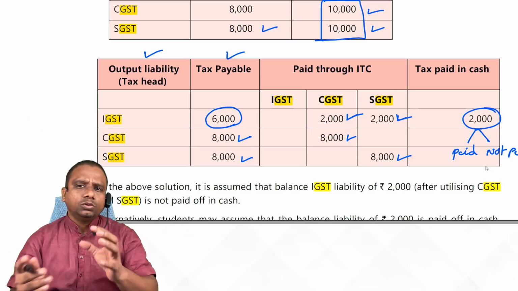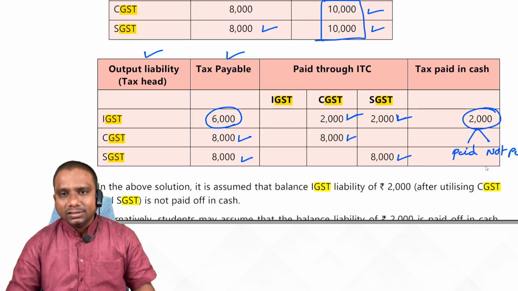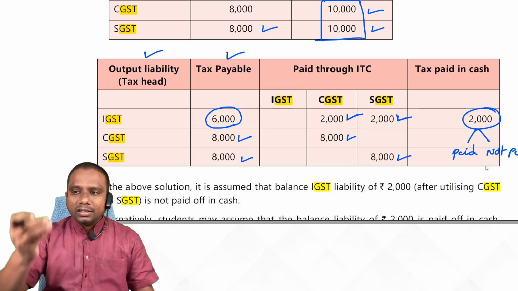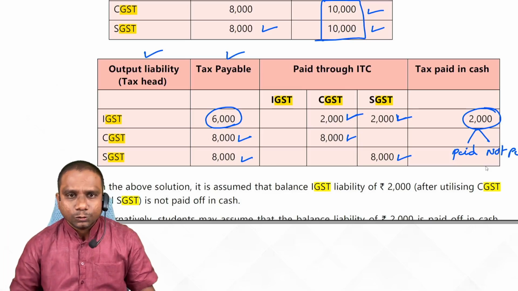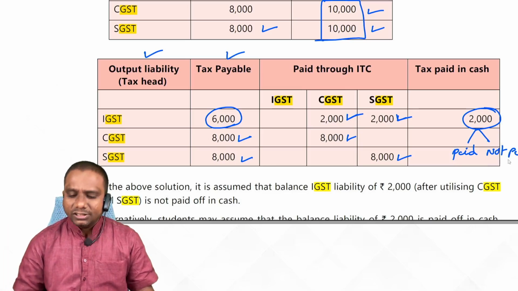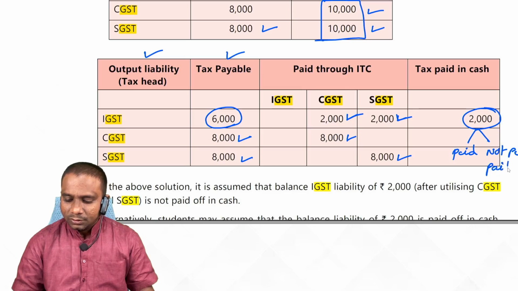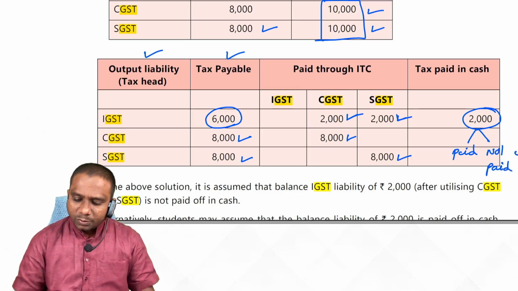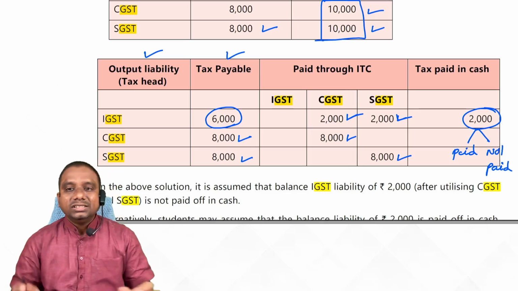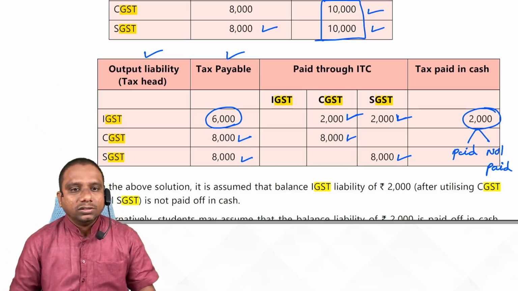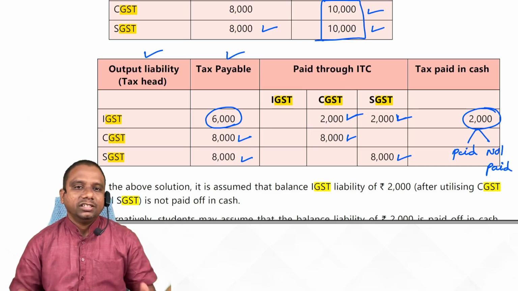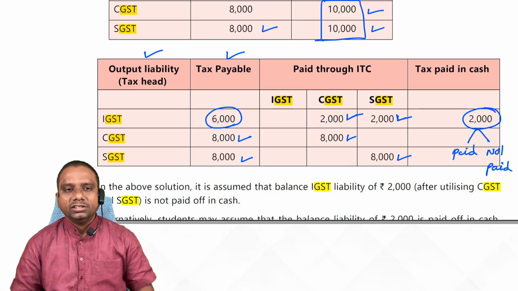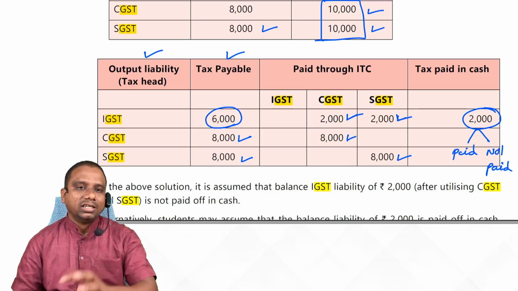If you assume this 2000 rupees is paid, then on the other hand, the cash balance or cash at bank will get reduced. Suppose if you assume that it is not paid, then this is shown as a liability on the liability side of the balance sheet. Is it clear, students? So in the examination, you clearly mention your assumption.